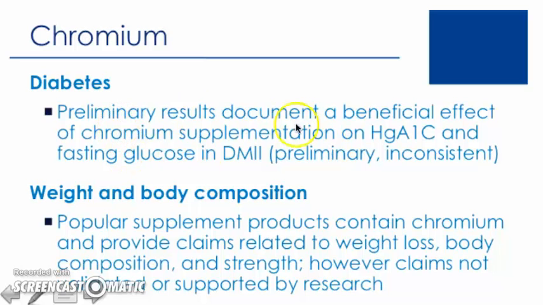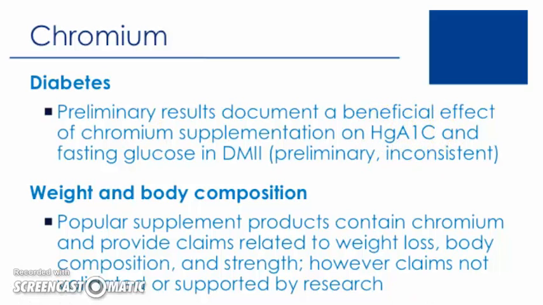So chromium supplementation had a beneficial effect on the hemoglobin A1C levels, as well as fasting glucose in individuals with type 2 diabetes. So this is promising. It is preliminary evidence, and there have been some studies with conflicting results, so some inconsistent results. However, we do see some preliminary evidence of this beneficial role of chromium supplementation on blood glucose regulation and hemoglobin A1C levels.